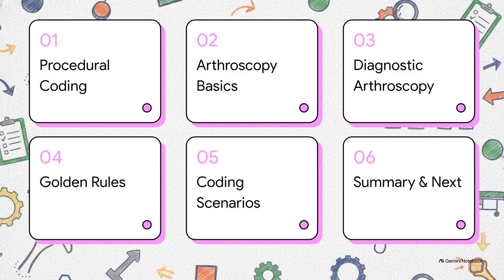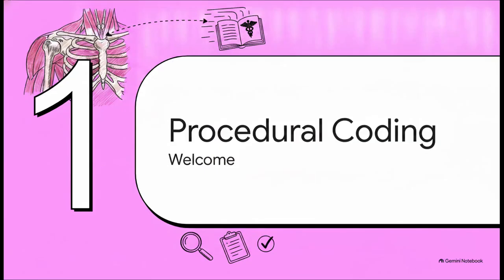For this explainer, we're transitioning into the highly regulated world of procedural coding. We'll do a lightning-fast anatomy recap, define what a shoulder arthroscopy actually is, and then dive deep into those strict diagnostic guidelines and bundling rules. Finally, we're going to test your skills with some real-world coding scenarios. All right, let's jump right in.